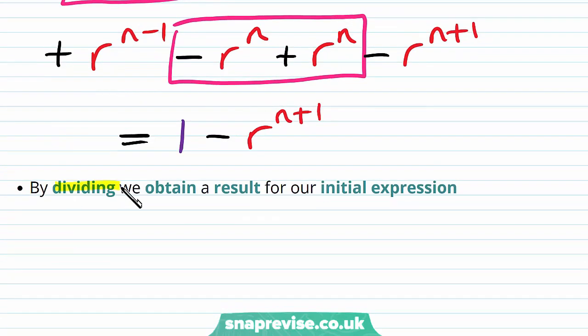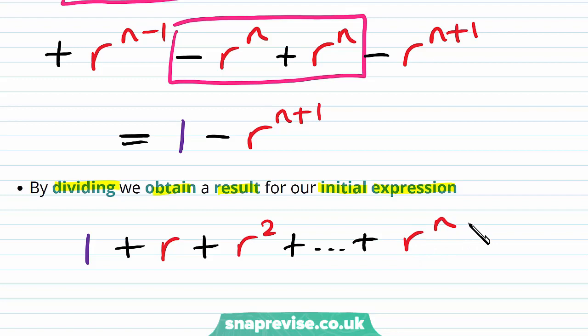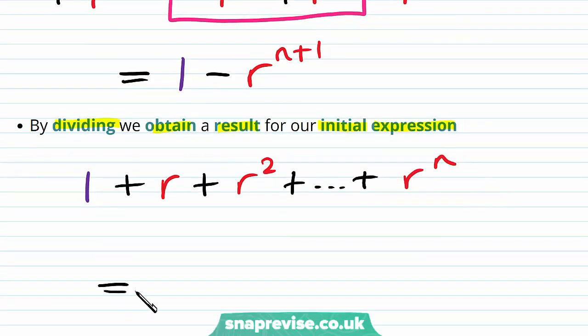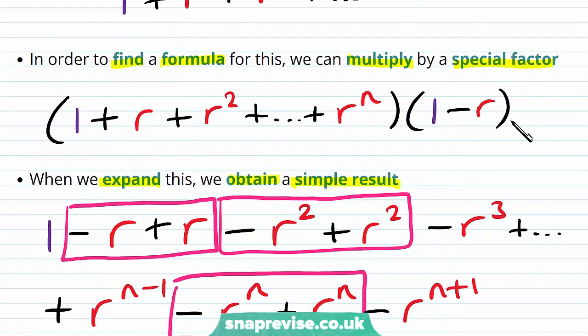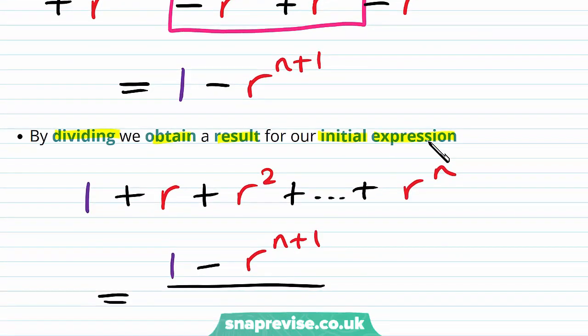Then, by dividing, we obtain a result for our initial expression. We're just looking for the formula for 1 plus r squared, all the way up to r to the power of n. And then, by dividing, this is going to be our result that we got just before, which is the 1 minus the r to the power of n plus 1. And then we divide by the factor we multiplied by in the first place. If we have a little look, that is the 1 minus r. We introduce this to get this simple result, and so now we divide by it, and we have the 1 minus r on the denominator.